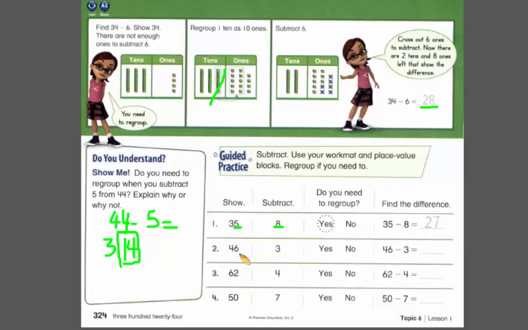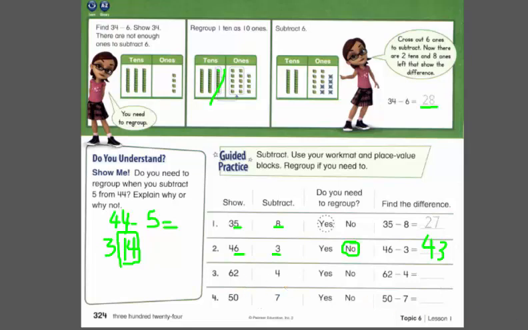Number 2. I have 3 in the ones here and 6 in the ones here. If the number of ones is greater than this number, there is no need to regroup. I have enough to do subtraction. So 6 minus 3, yes, without any regrouping. 6 is greater than 3, no problem. We don't need any regrouping. So 6 minus 3 equals 3. And then 4. In the tens, we didn't regroup any tens. So did we do regrouping here? No, we didn't do any regrouping.